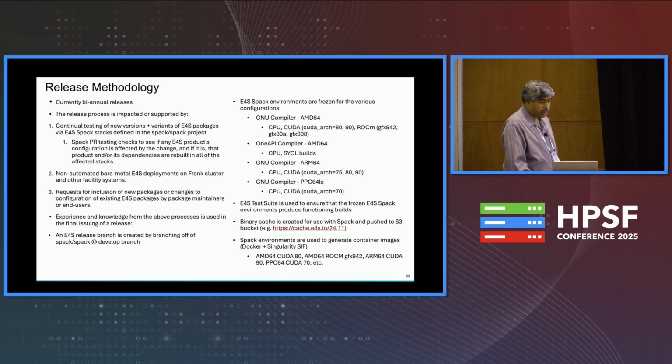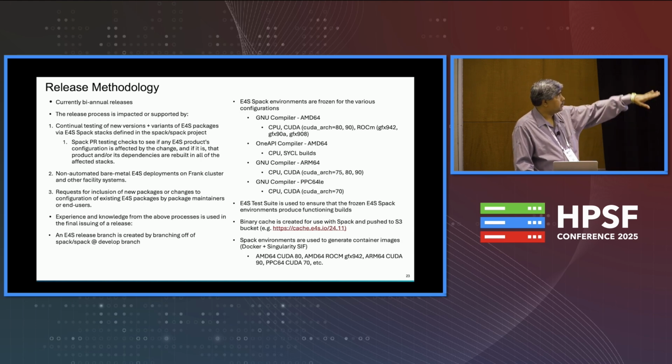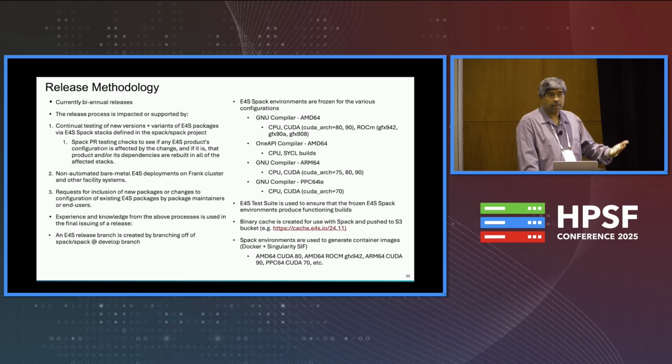And the current release methodology is that it's a biannual release process on multiple GPU architectures. There is NVIDIA, AMD, and Intel GPUs, and we build for x86_64, ARM64, and PPC64LE, and that we have an E4S test suite that then exercises all the built packages, and we can see the results of the test suite. We create a binary cache for each release.